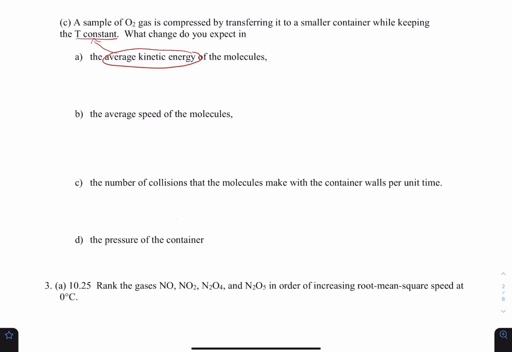So the average kinetic energy of molecules is only ever dependent on the temperature, and the temperature is being kept constant here. So I wouldn't expect the kinetic energy of the molecules to increase or decrease. I would say it remains the same. Now, the average speed of the molecules is also directly proportional to the kinetic energy, which is proportional to the temperature. So I'm going to expect this to remain the same.